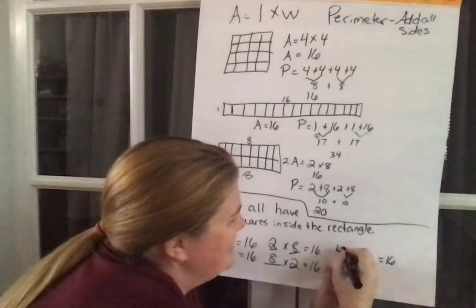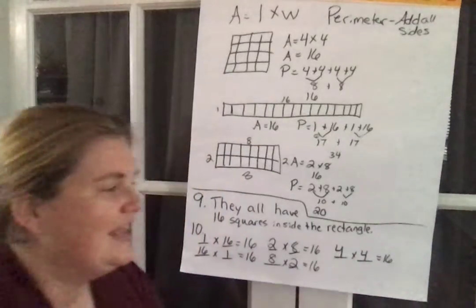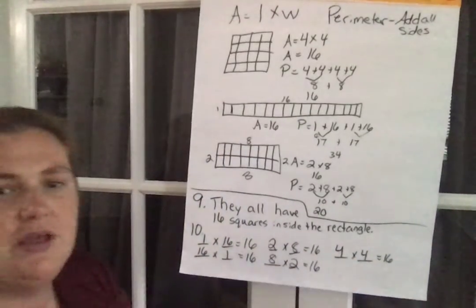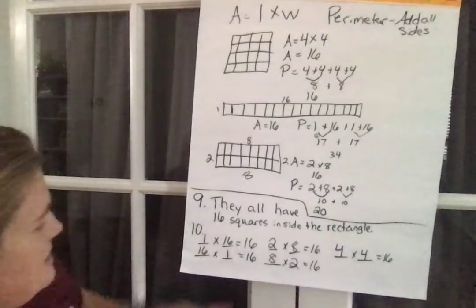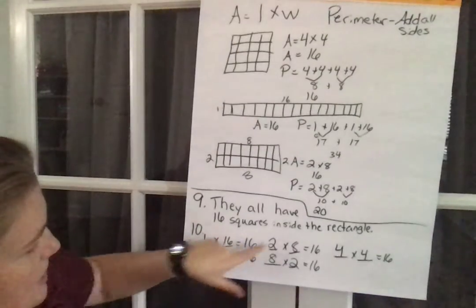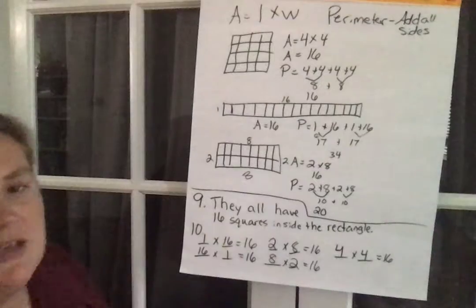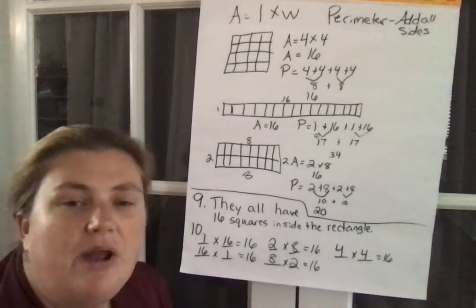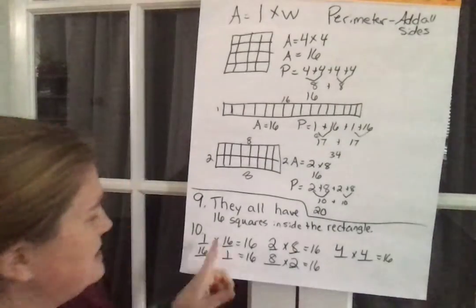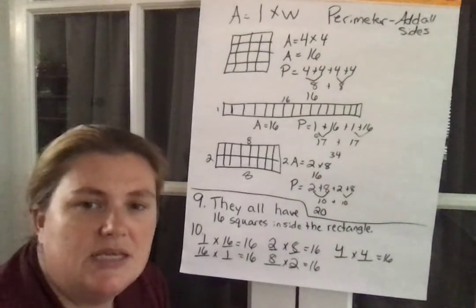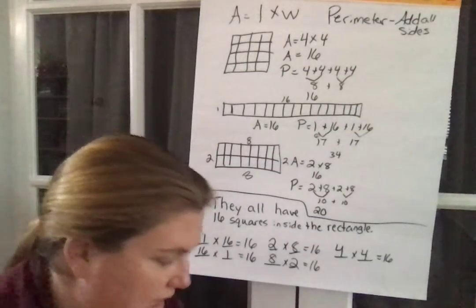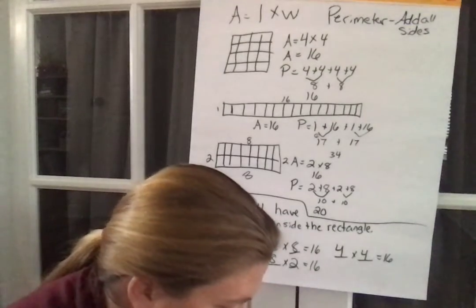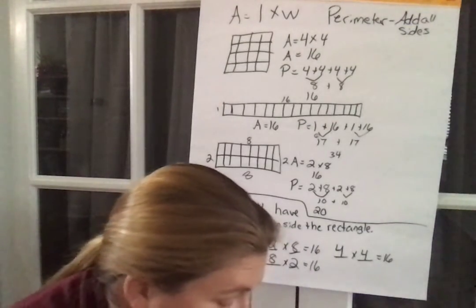Yeah, 4 times 4. Now, if I use the commutative property on that one, what's going to happen? It's going to be the same thing. So we actually have 1, 2, 3, 4, 5 rectangles we could draw that would all have an area of 16, because every one of those would need 16 squares in order to fill in that shape.